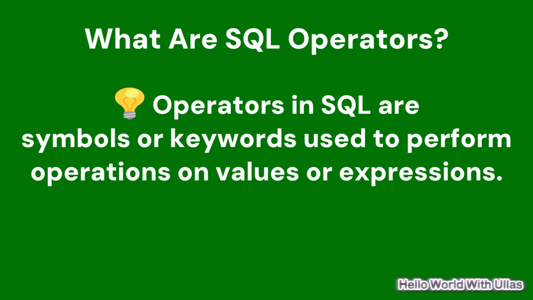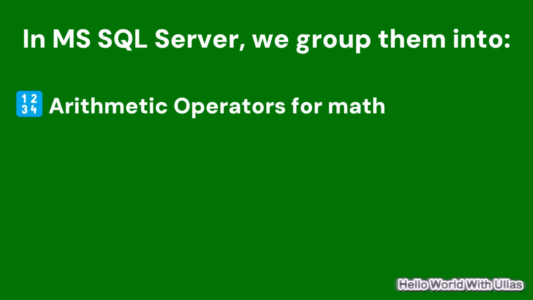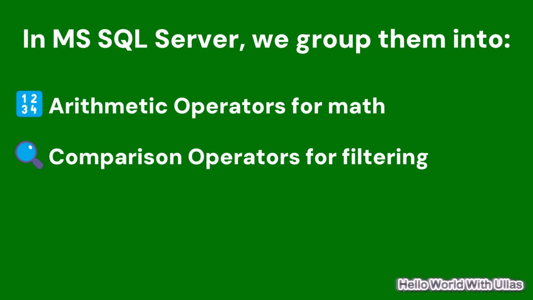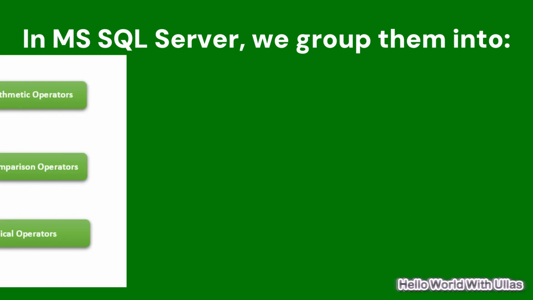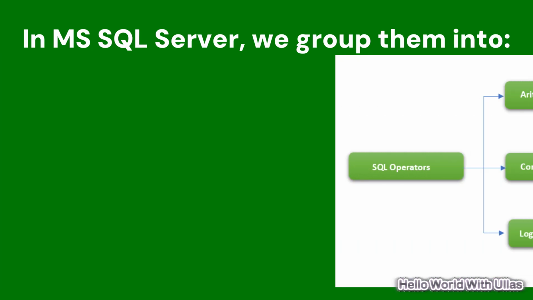Operators in SQL are symbols or keywords used to perform operations on values or expressions. In SQL Server, we group them into arithmetic operators for math, comparison operators for filtering, logical operators for combining conditions. Let's explore each of them with real queries.